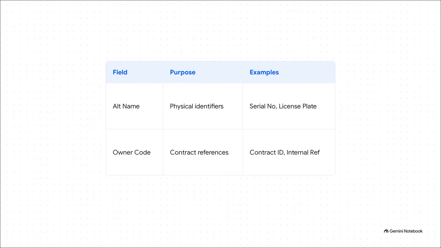Just imagine a scenario where an auditor is physically standing on the warehouse floor, pointing at a baggage tractor's license plate. Because of that alt name alias, a worker can instantly search the system using that exact license plate and pull up the digital master record right on the spot to prove compliance. It bridges the physical and digital seamlessly.